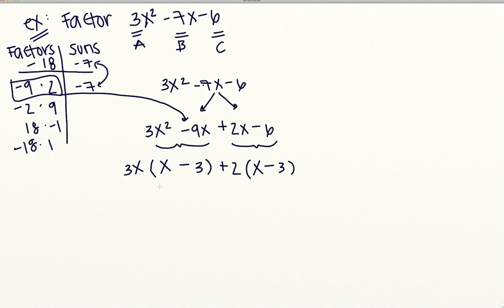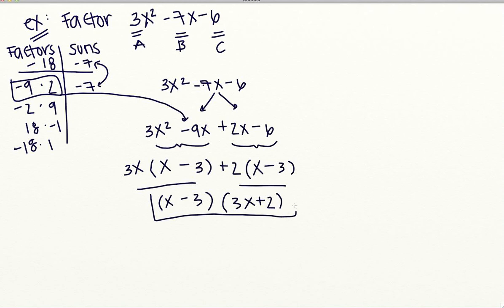Now I have 2 new groups. I'm going to look for my GCF among this, and the thing that they both have in common is x minus 3. And I'm going to pull that out from here, and I'm going to pull that out from here, and then what I leave behind is 3x plus 2. And this is my answer when I factor this trinomial.